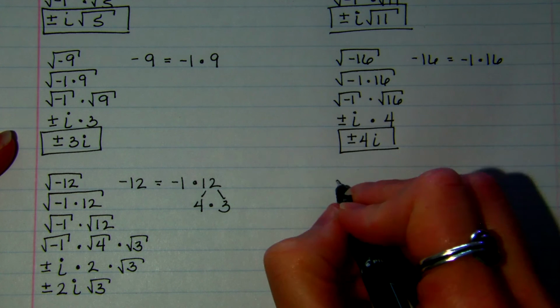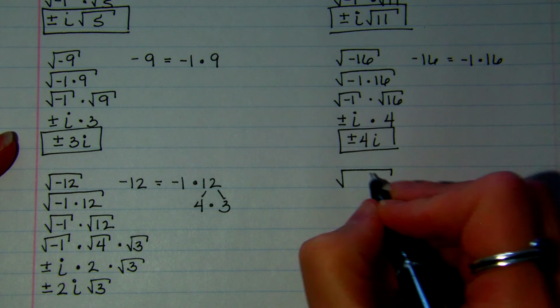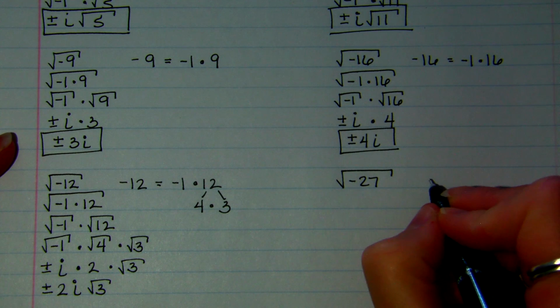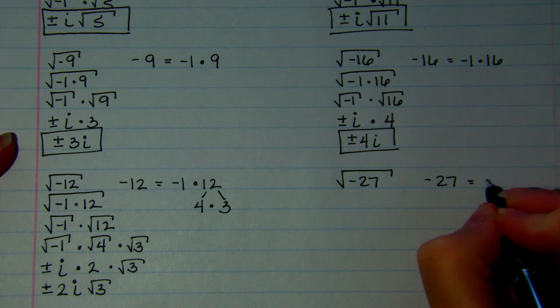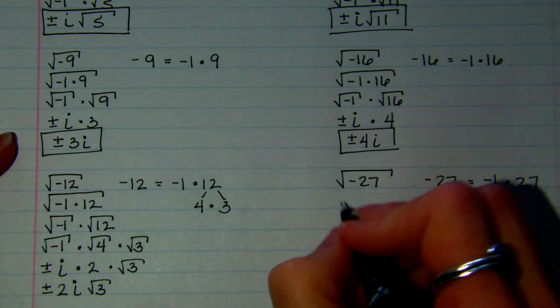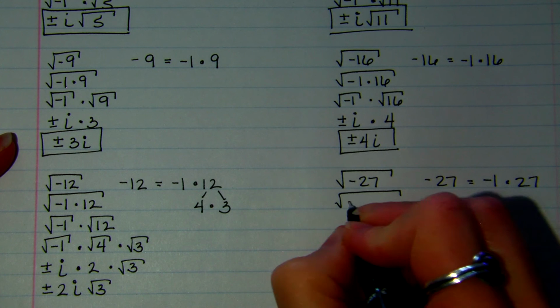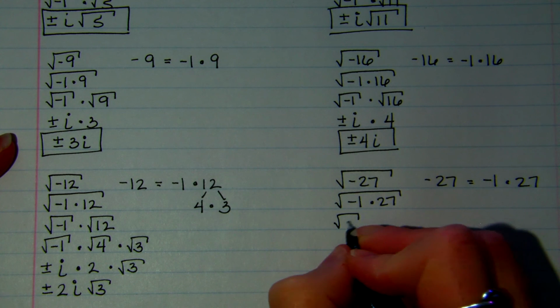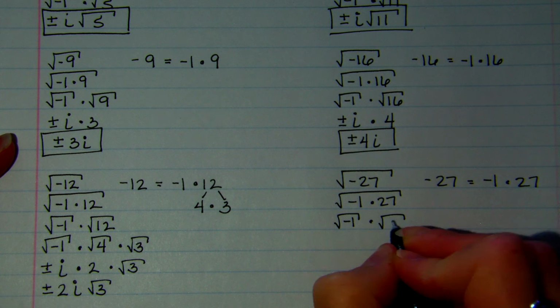So your answer should look exactly like mine. All right, one more. Square root of -27. And so we say, all right, -27 is equal to -1 times 27. So I can rewrite this as the square root of -1 times 27, which can be rewritten as the square root of -1 times the square root of 27.